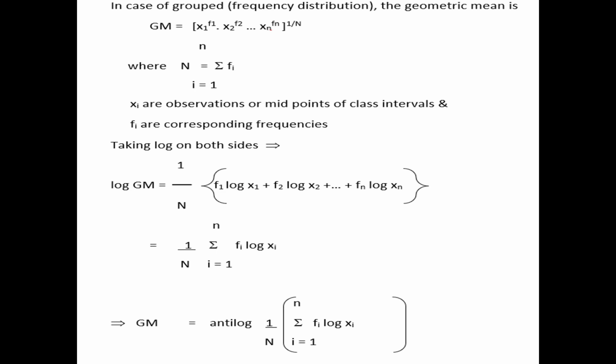Now summing up, taking the log on both sides: 1 by N, f1 log x1, f2 log x2 plus fn log xn. That is 1 by capital N, summation as i goes from 1 to n, fi log xi. So the geometric mean is the anti-log of 1 by N, sum of i going from 1 to n, fi log xi. In this way we can find the geometric mean for a grouped frequency distribution.